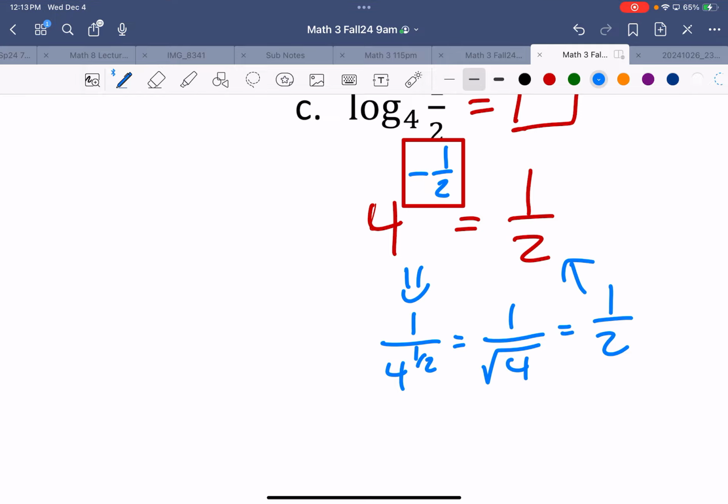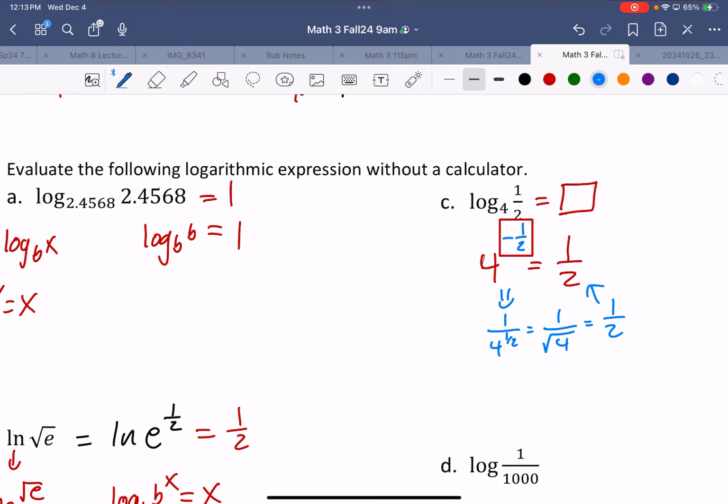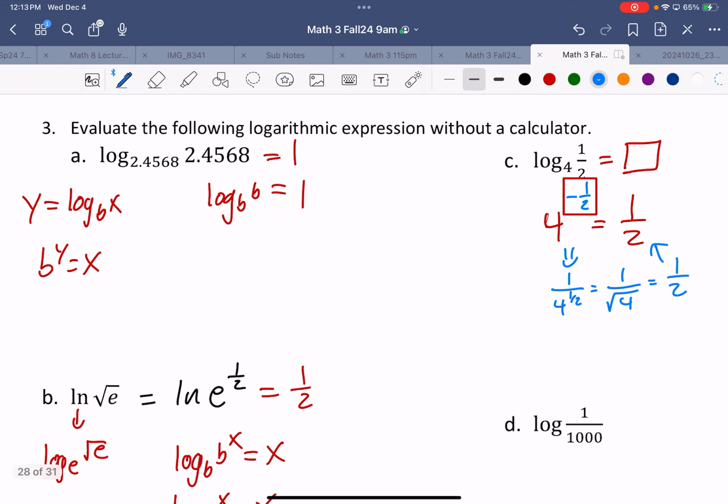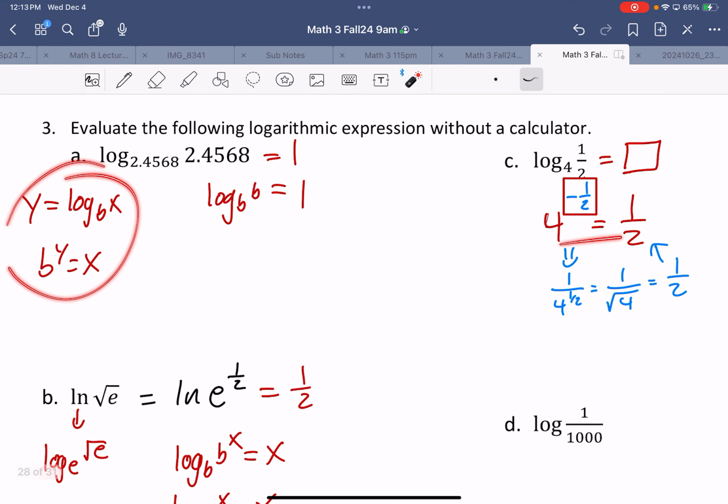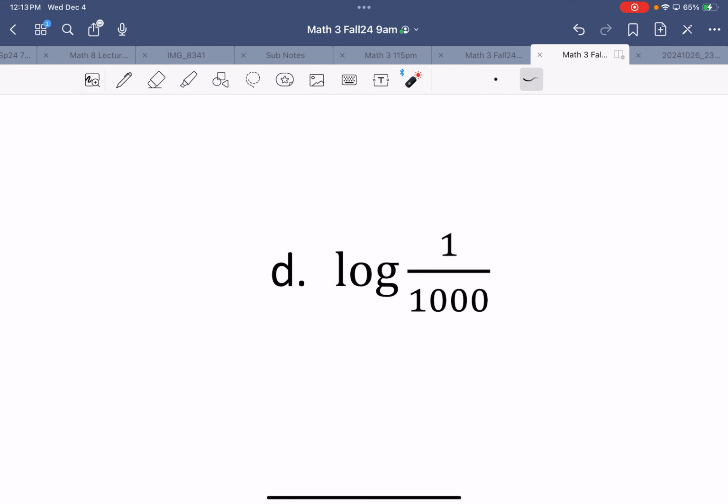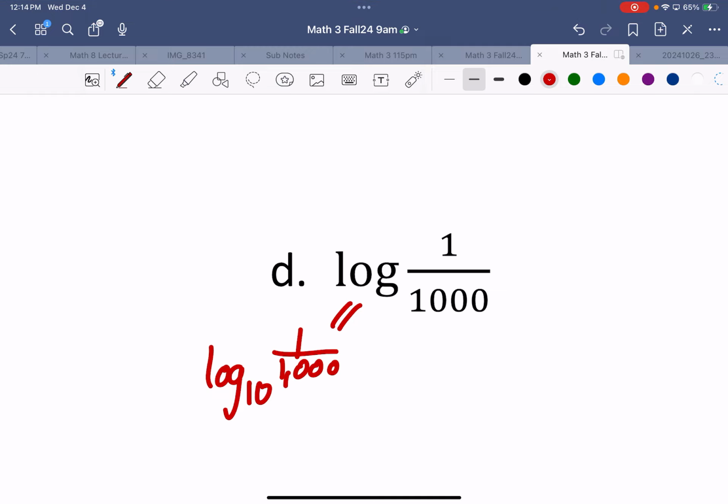So it's a little creative. You have to put a little bit of thought to it, but you can always resort to rewriting it and think about what it is. Same thing with this one. It's the common log. Don't forget, this means log base 10 of 1 over 1,000. But we don't write the 10 there because it's a common log.